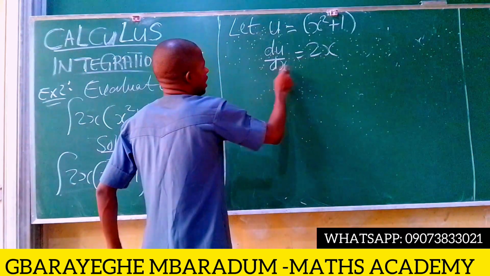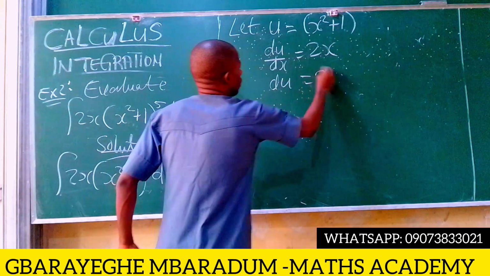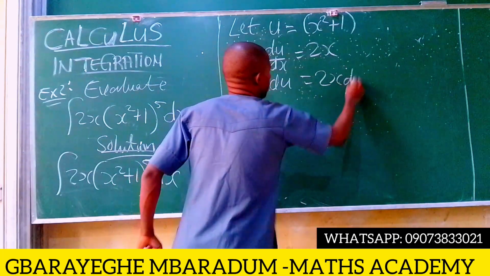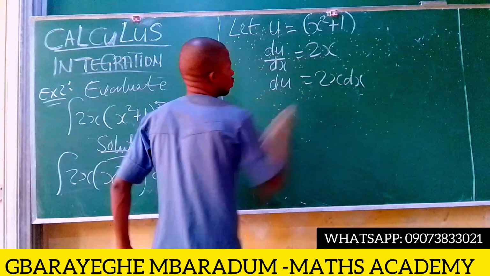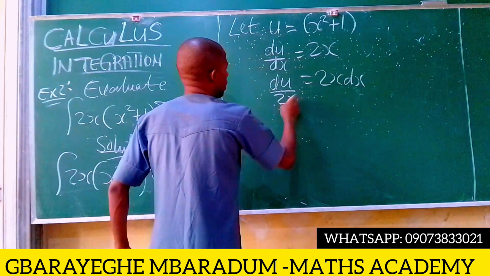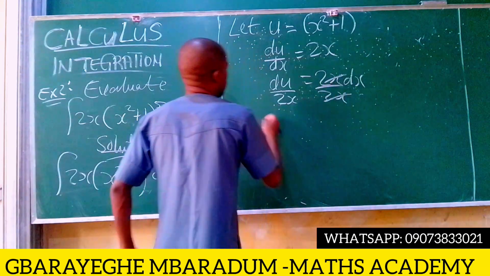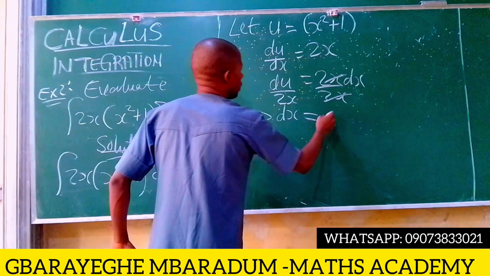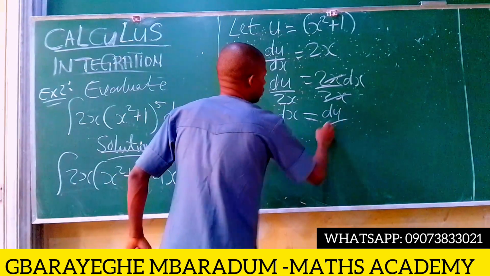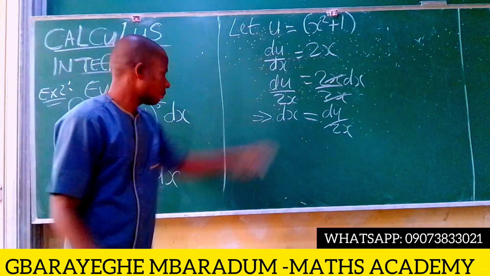Now, if I differentiate this, I'm getting 2x. Now, make dx the subject. Our du becomes 2x dx. Now, for me to make dx the subject of the formula, I divide both sides by 2x. This cancels this. This implies that our dx equals du over 2x. Now we are getting the value of our dx.